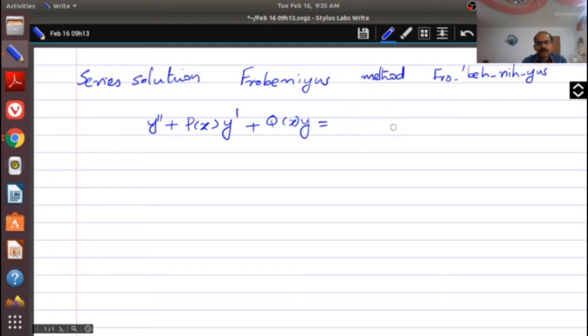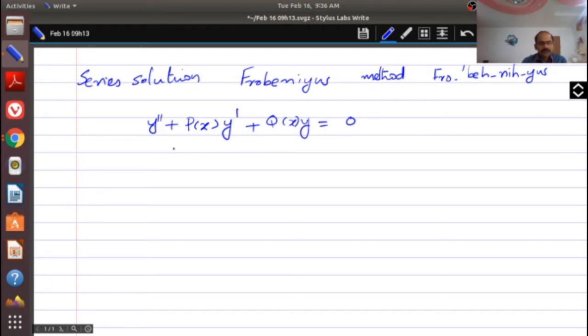Okay, so we are not looking at only the homogeneous part. And it is linear because the powers of y, y dash and y double dash are all 1. The degree of y, y dash and y double dash are all 1. There are no cross terms, so this is linear.